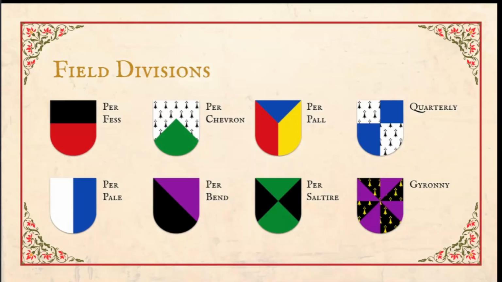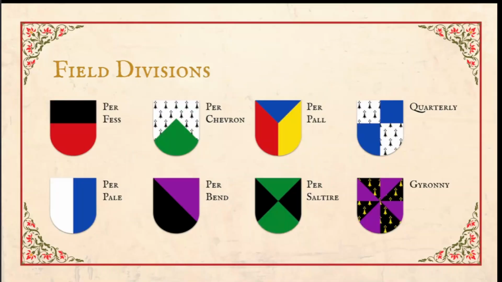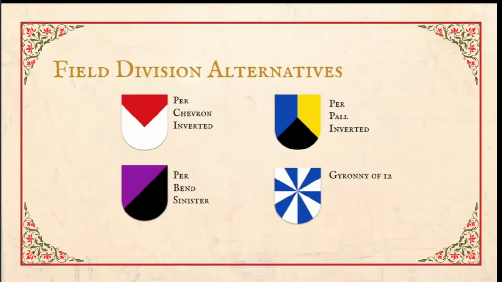So you can see a lot of different examples here of ways that you can diversify the field and add some additional detail to your heraldry. But you can even do some alternatives of those that we just showed. For example, the chevron can be flipped upside down, as can the pall. So if you want to do a per chevron inverted, instead of coming from the bottom up to the point, it comes from the top down to the point, per chevron inverted.